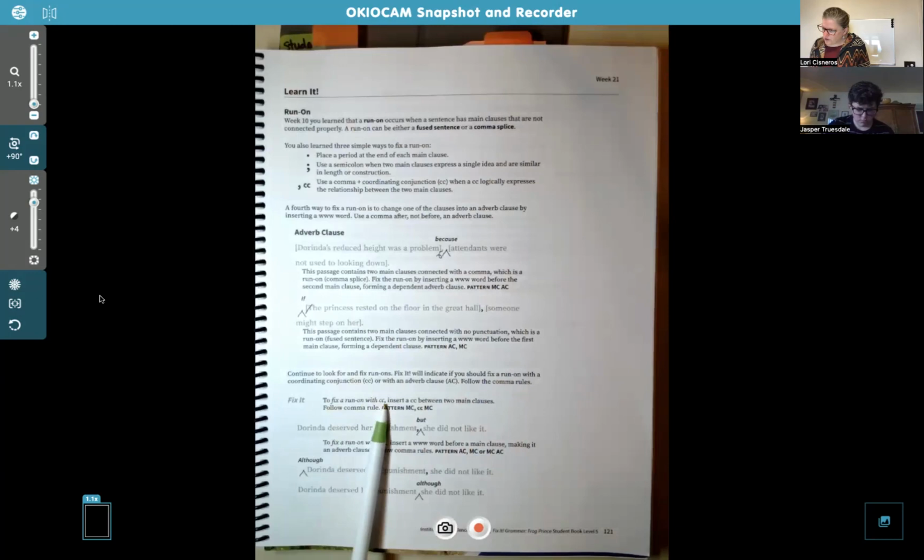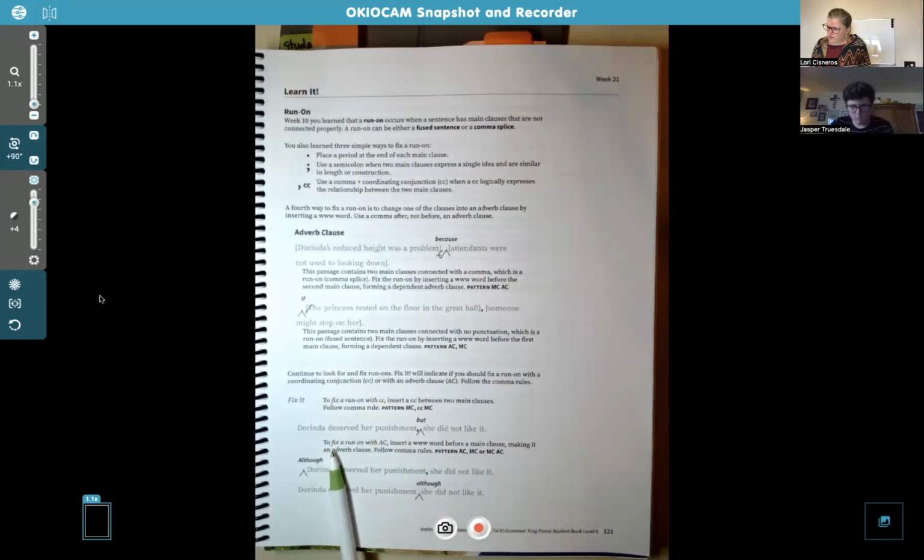To fix a run-on with a coordinating conjunction, insert a CC between two main clauses, follow the comma rule, and the pattern is MC, comma, CC, MC. Dorinda deserved her punishment, but she did not like it.